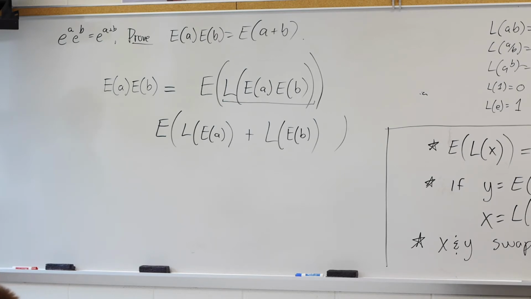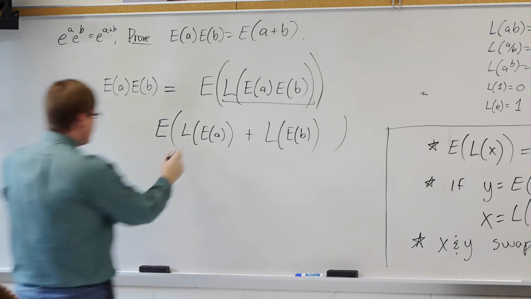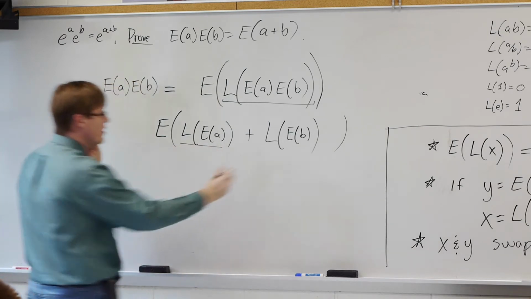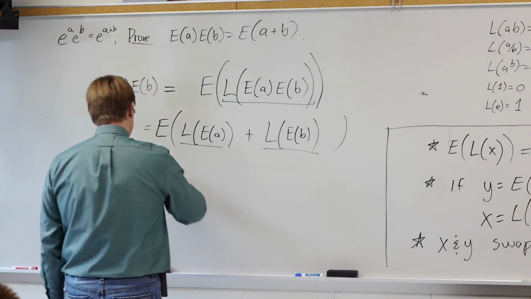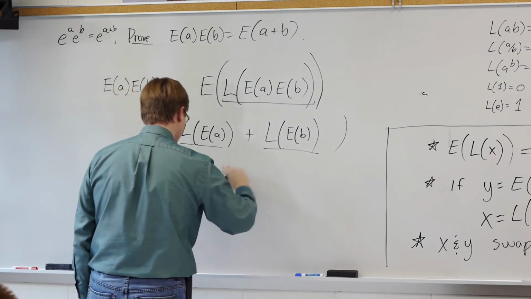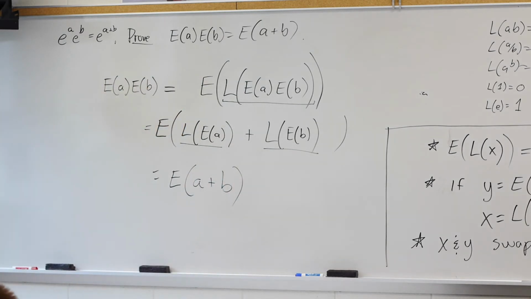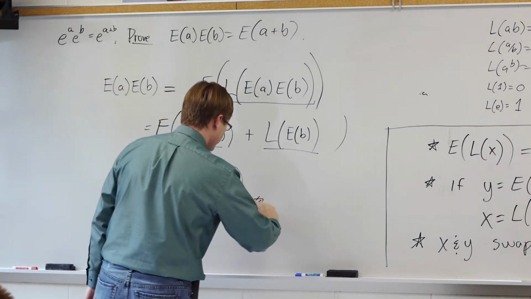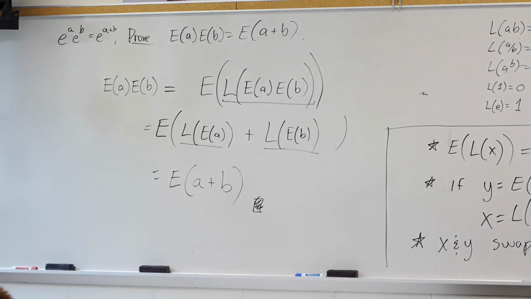So I used a property of inverse. Now I'm using a property of L. OK, I'm done. One step. How do I finish this up? The E and the L cancel out, right, on the inside. The inside E and L's, that's just A. And that's just B. So this is E of A plus B, which is what I wanted to prove.